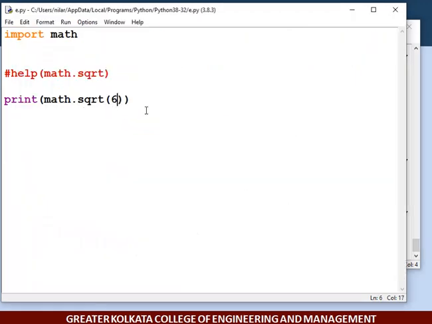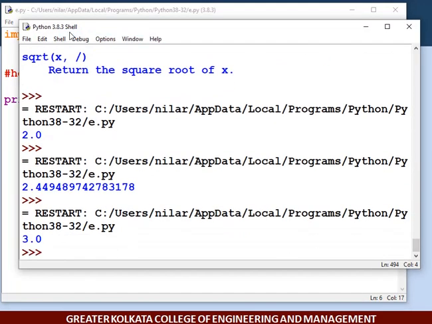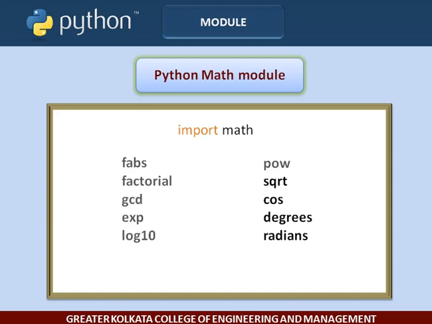Now again, I am giving another example that is known to you. Square root of 9, that will be 3. Clear? So SQRT is clear. Okay, we have completed SQRT.